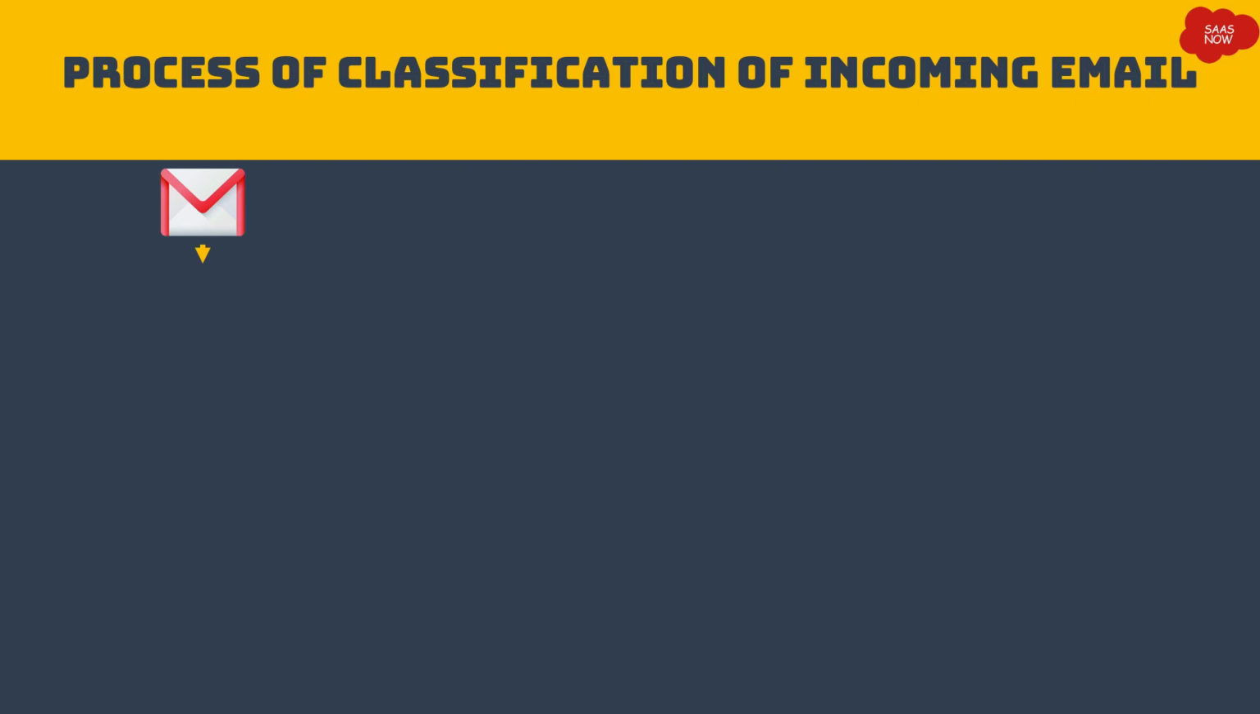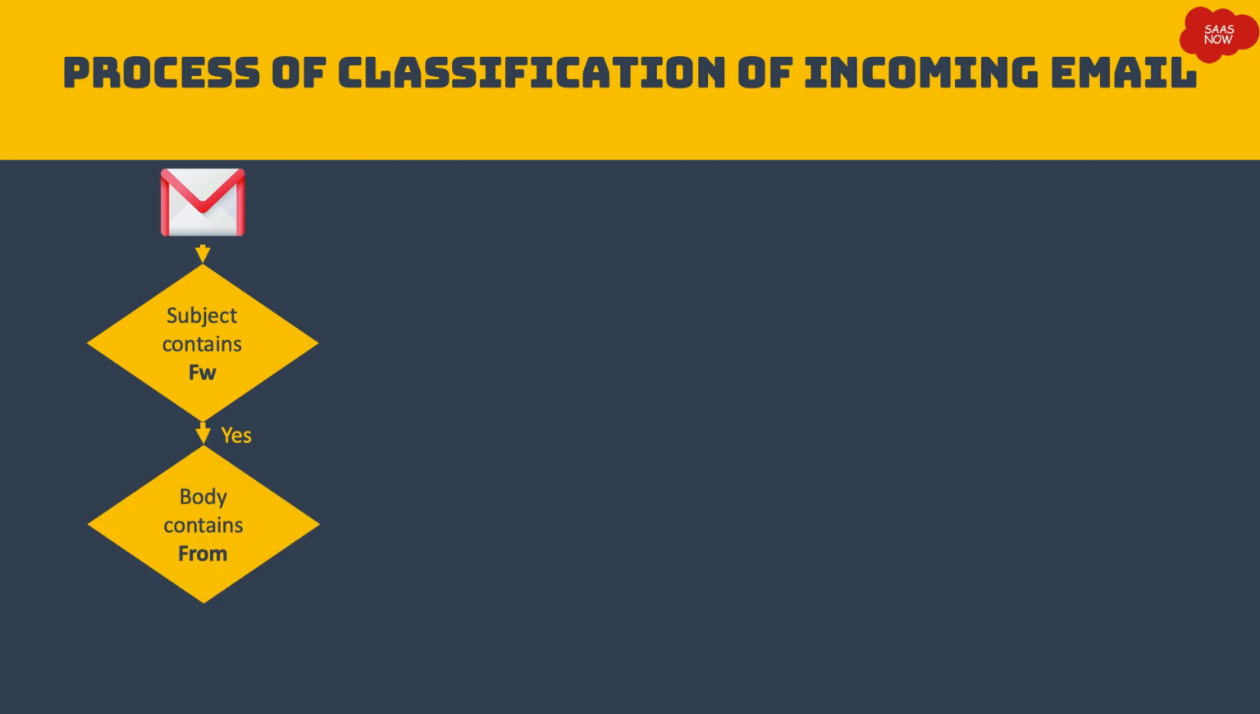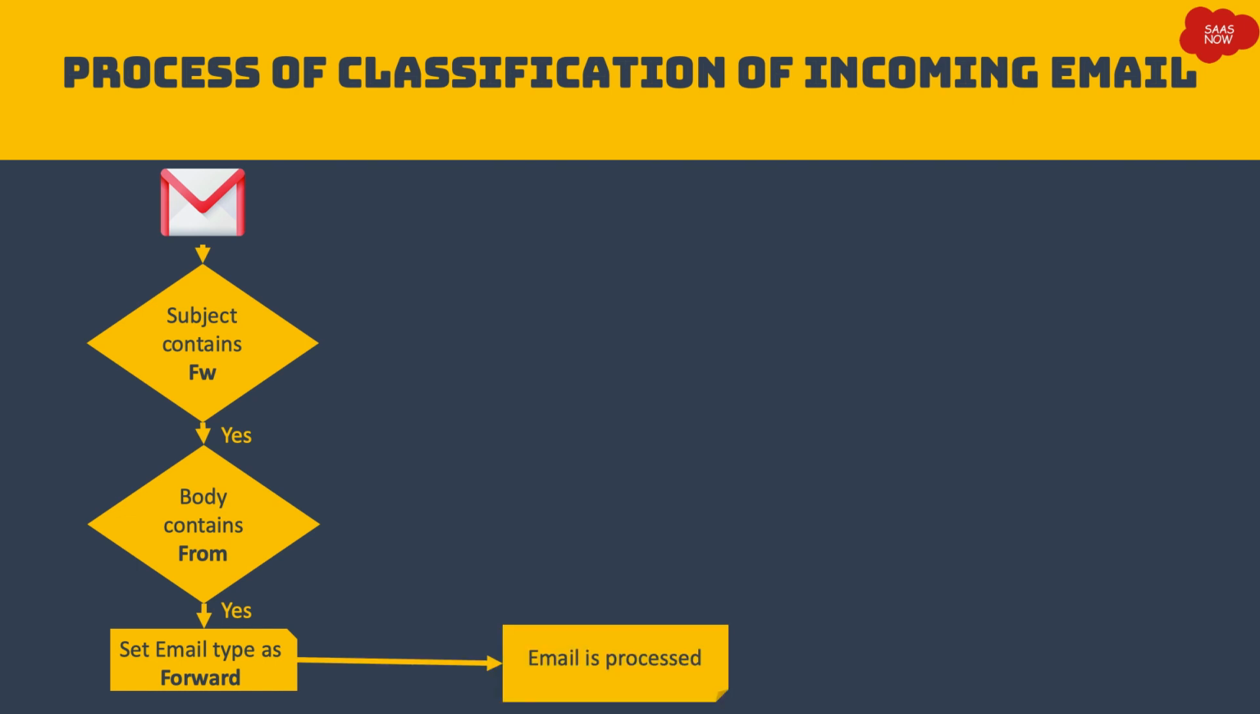Let's say, as an example, ServiceNow receives an email. In the beginning, it checks if the subject contains the FW word. That is the first check the system will do. If the answer is yes, then it checks if the body contains the "from:" keyword. If again the answer is yes, then the email type is set as forward, and then the email is processed. How exactly it will be processed, we will see later.